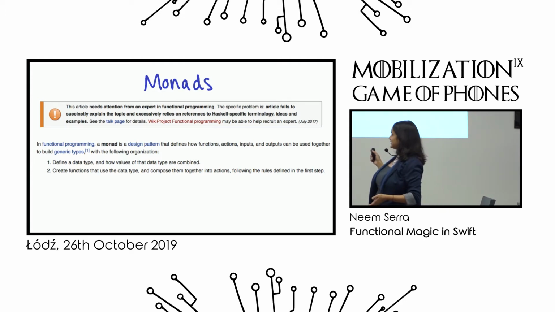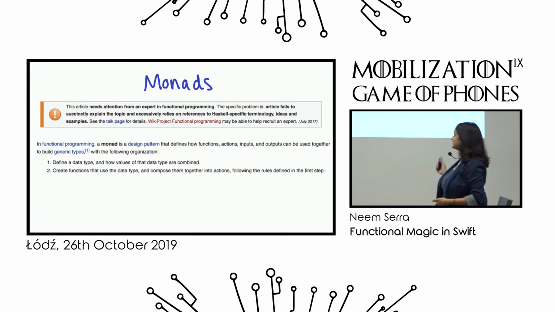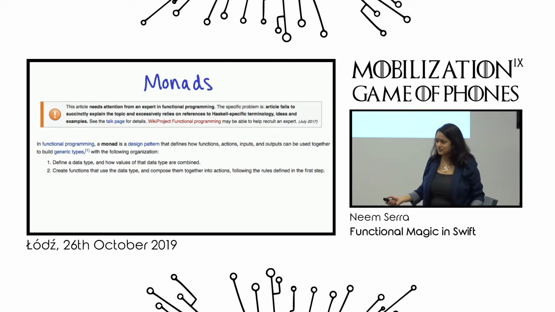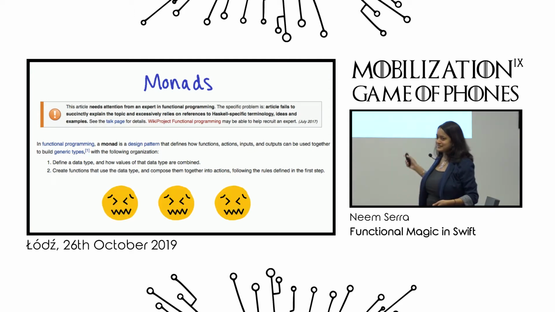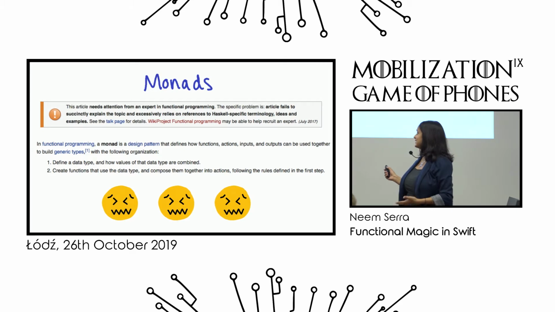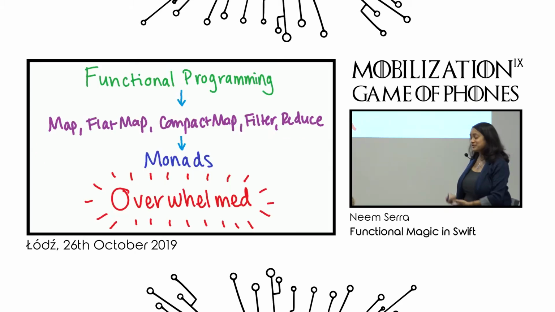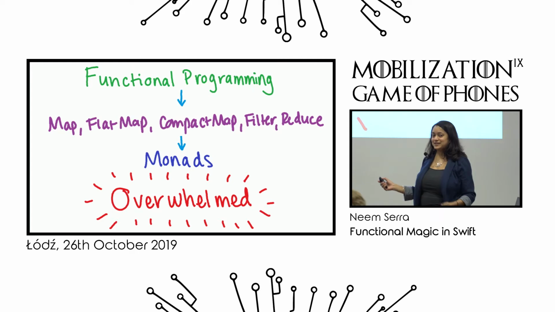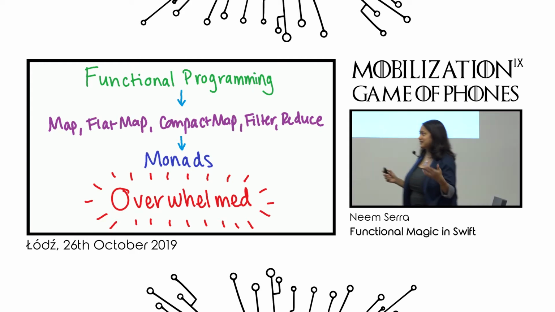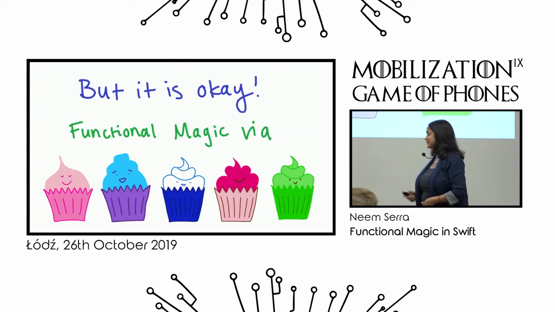Step 1, you define a data type and how values of that data type are combined. Step 2, you create functions that use that data type and compose them together into actions, following the rules defined in the first step. I could read that over and over for days, but honestly, this is how I feel about it, right? Like the first time you read this, you're like, I have no idea what this means. So hopefully we won't be as overwhelmed as I was the first time that I read it, and we'll go through it in steps with examples so you could actually hopefully understand what that definition means now.